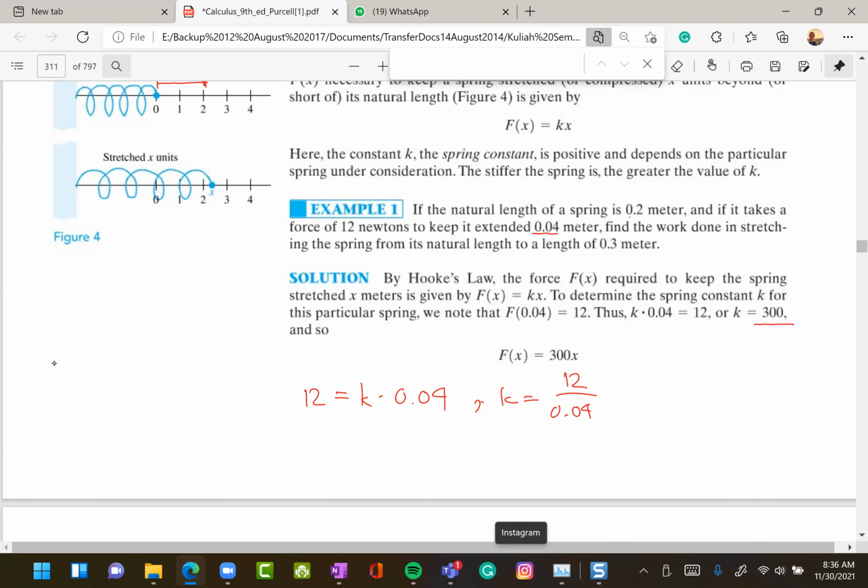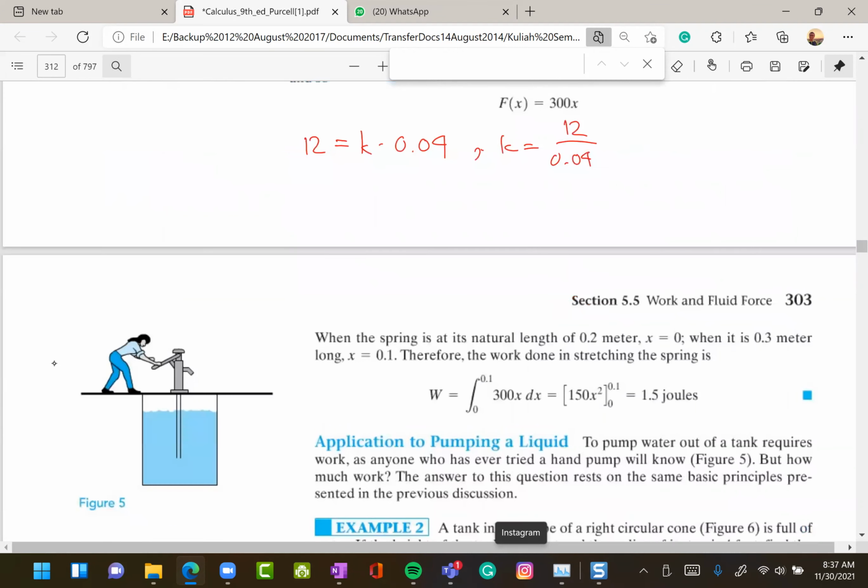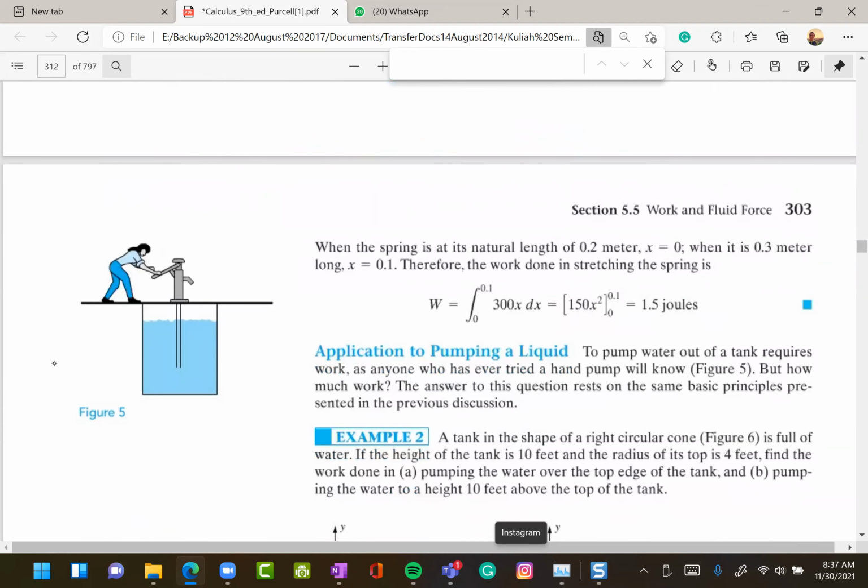All right, so what's the problem here? Find the work done in stretching the spring from its natural length to a length of 0.3 meters. Okay, so the idea is, let's see.